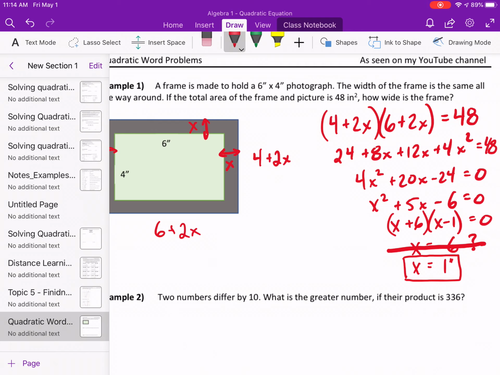If you were to substitute that in, 6 plus 2 times 1 is 8. 4 plus 2 times 1 is 6. And 8 times 6 is 48.